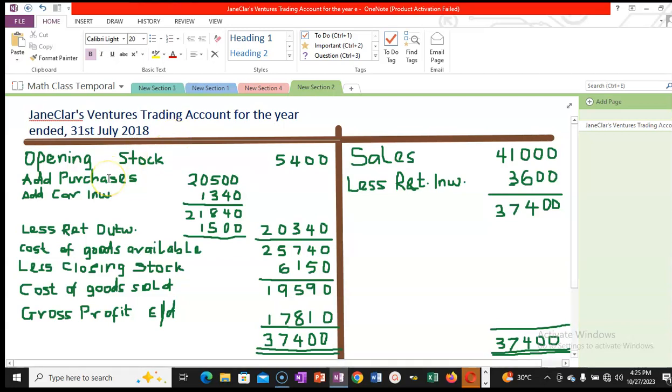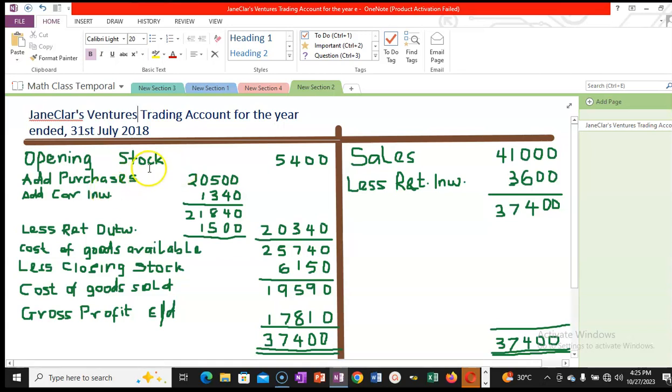Now, what do we do? The first thing is opening stock. In our case here, 5,400. We'll add purchases. Now, why are we adding purchases to opening stock? Normally, opening stock is the goods we started the year with. Then purchases is all the total goods we bought within the year. So we need to add it to know the total goods we dealt with this particular accounting year.